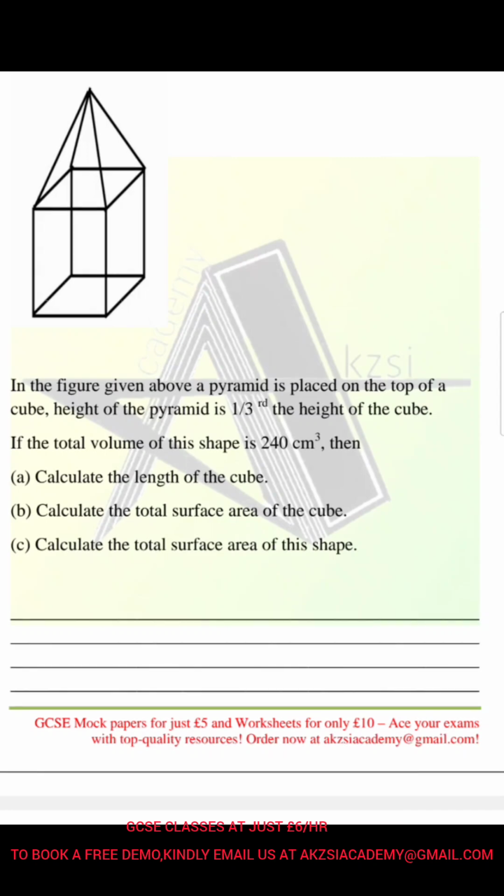So, if the height of this pyramid, okay, it says 1/3 of the height of the cube. So let's say the height of the cube be x. So this is going to be 1/3 of it, which is 1/3 x.